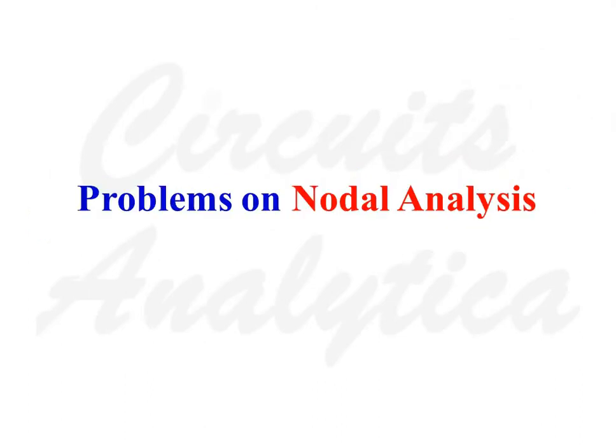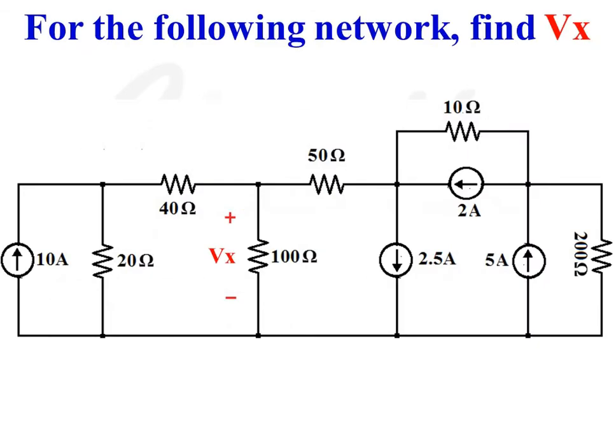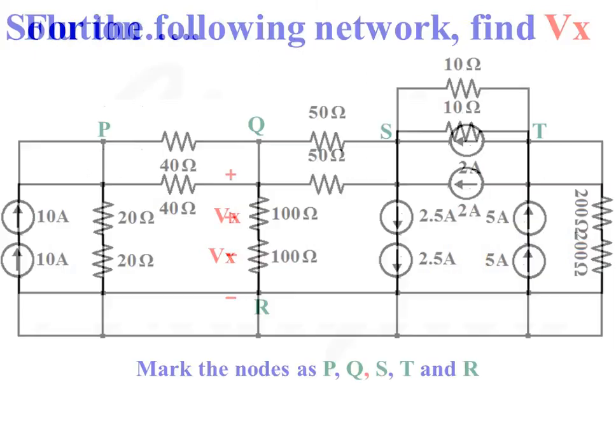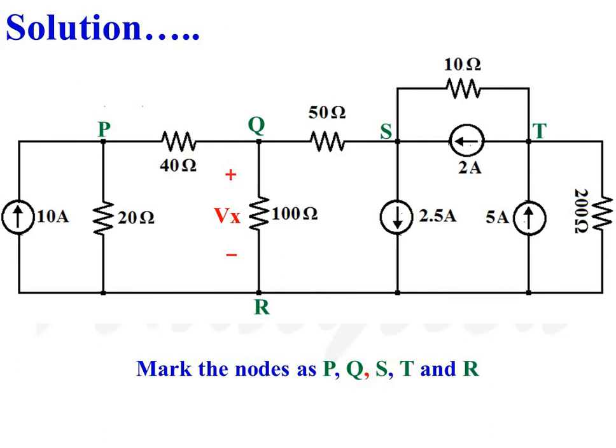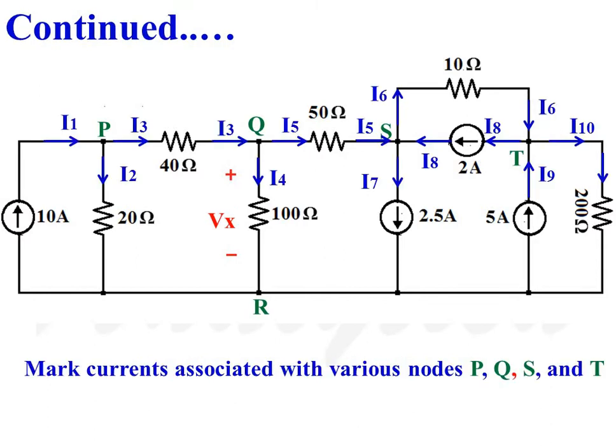In this video, we will discuss a tutorial on nodal analysis. For the following network, find Vx, where Vx is the voltage drop across the 100 ohm resistor. First step is to mark the nodes of the network as P, Q, S, T and R. Mark currents associated with various nodes P, Q, S and T.